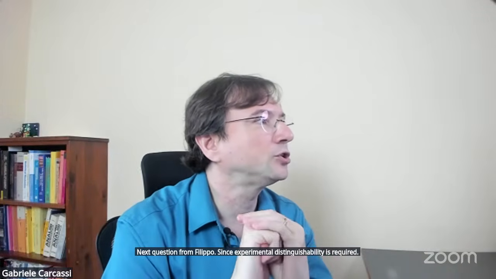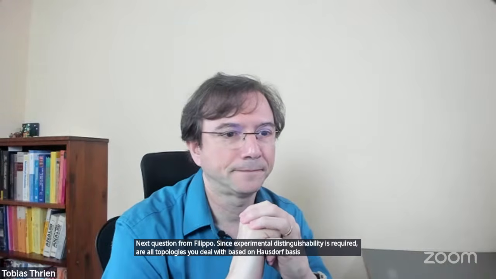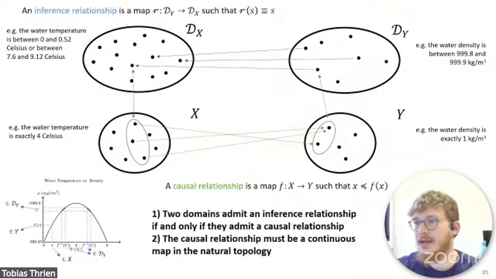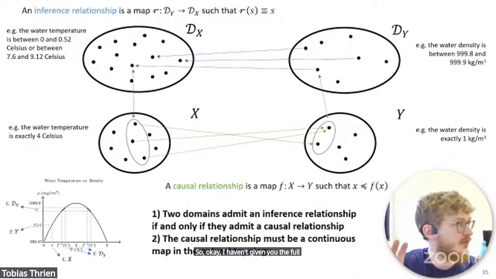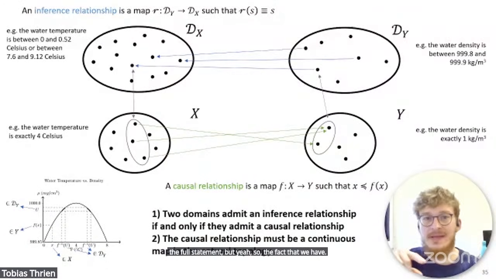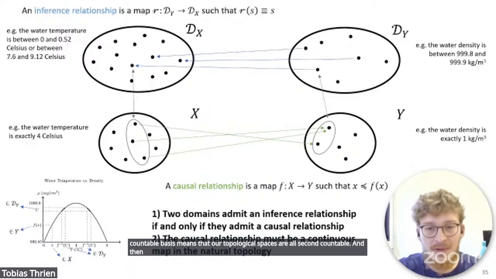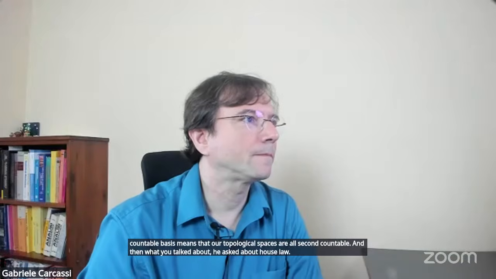Next question from Filippo. Since experimental distinguishability is required, are all topologies you deal with based on Hausdorff spaces? So okay, I haven't given you the full statement, but yes. The fact that we have, for example, a countable basis means that our topological spaces are all second countable. And then he asked about Hausdorff, right? Yeah, I've got to remember the names.